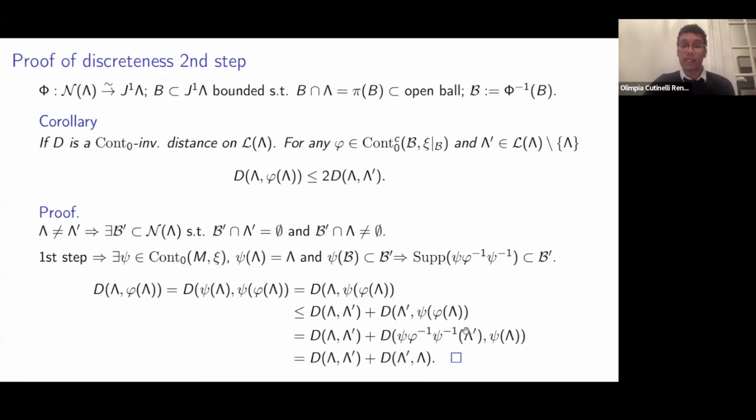And then you reach the last line because psi phi minus 1 psi minus 1 has its support in B prime, but B prime does not intersect lambda prime. So this contactomorphism fixes lambda prime. And psi also fixes lambda. So the last term is just the distance between lambda prime and lambda. And then you use, yes, of course, the symmetry of the distance. The distance between lambda prime and lambda is the same as the distance between lambda and lambda prime.